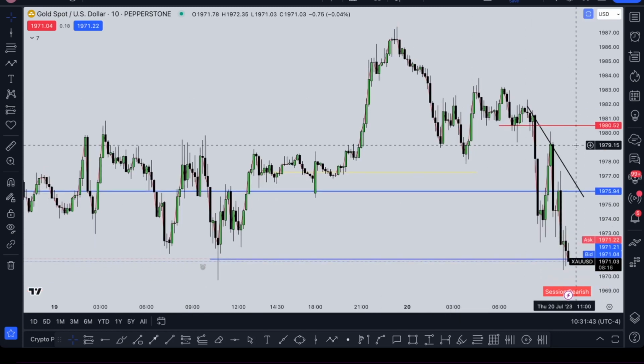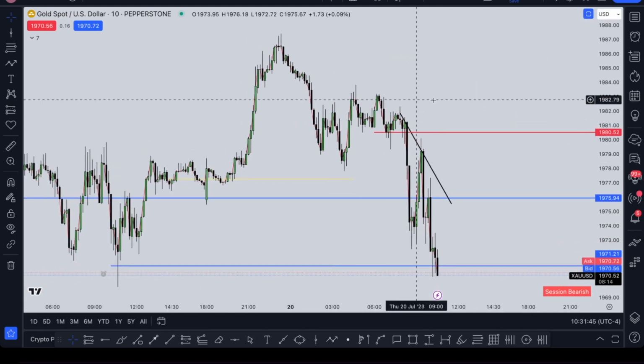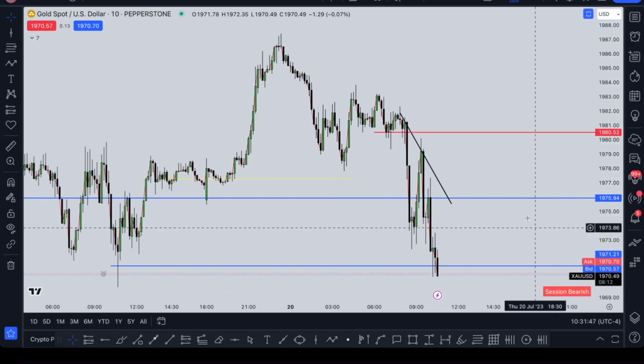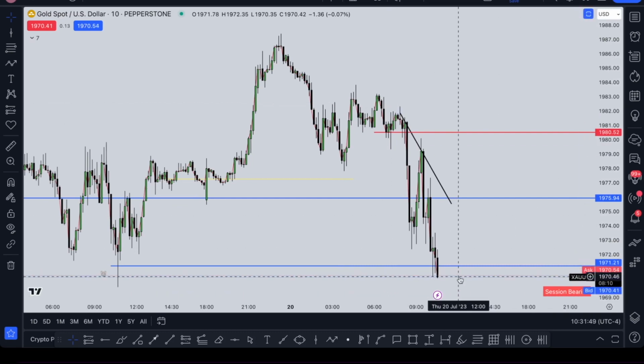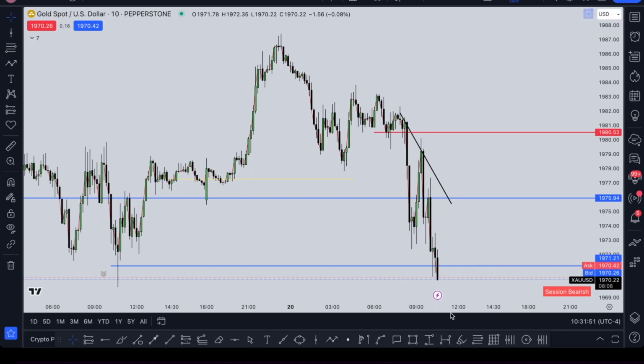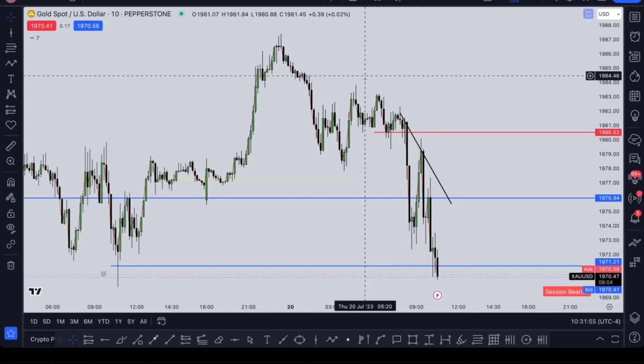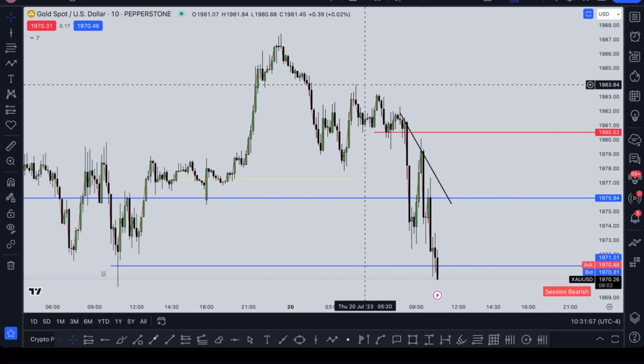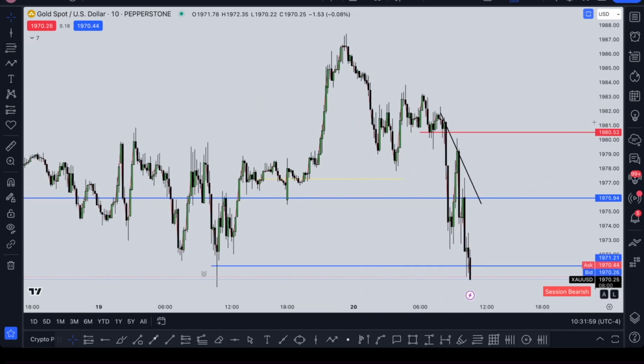All right. Okay, now look, today, what do we have? Today we have a bearish bias. There you go. Okay, we have a bearish bias.